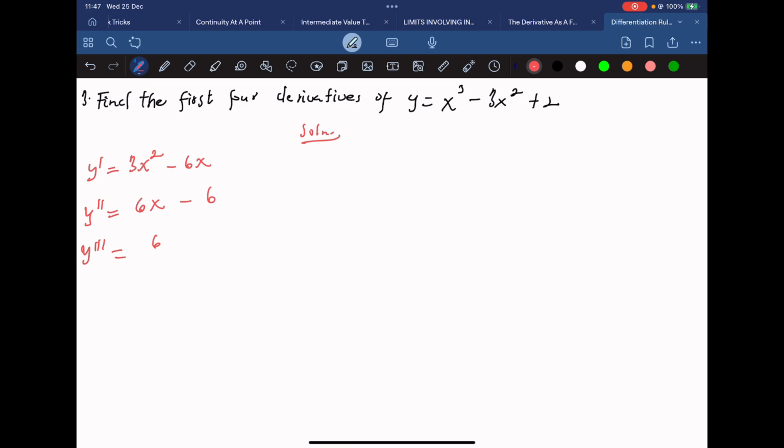And for the fourth derivative, if we differentiate a constant, you get 0. So this is basically the first 4 derivatives of our polynomial. I hope this is clear enough. If you have any question, let me know in the comment section.